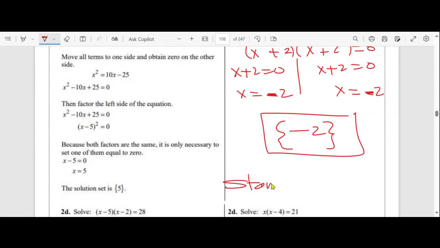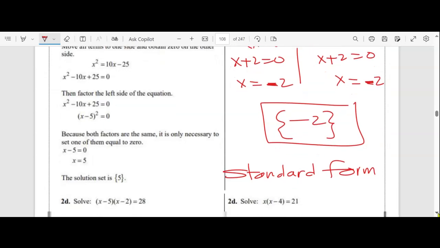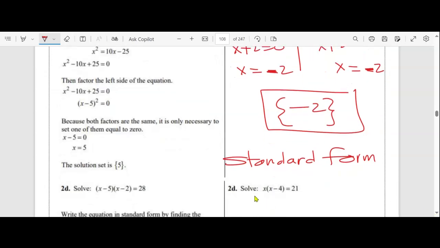So remember, always you have to write down the formula to be standard what? 4. Is this standard form, this one? No. So I have to move the 21 to the other side, correct? What about the x? I have to multiply it, right? So you get x squared minus 4x.